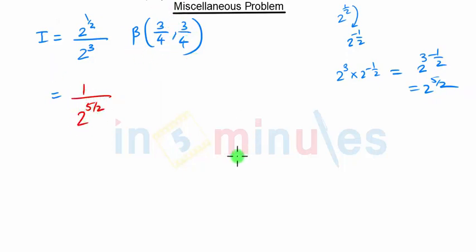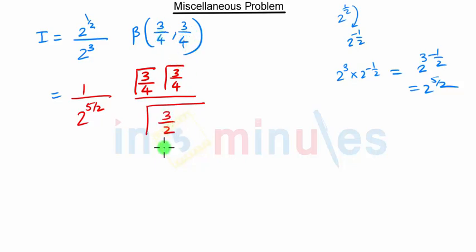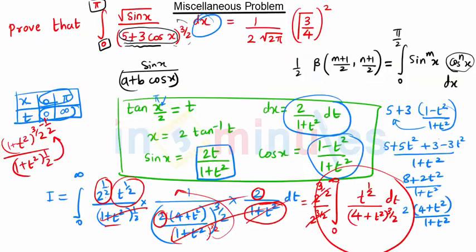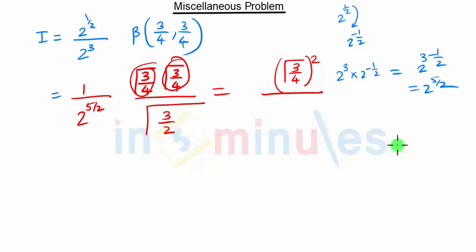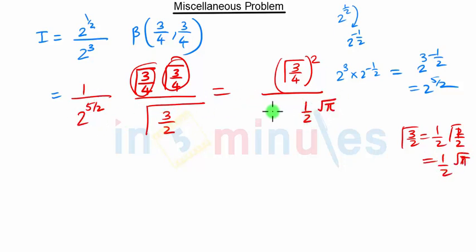And beta of 3 by 4 comma 3 by 4 will be nothing but gamma of 3 by 4 into gamma of 3 by 4, upon gamma of 3 by 4 plus 3 by 4, which is nothing but gamma of 3 by 2. So if you see here, these two terms will get combined and we will get gamma of 3 by 4 the whole square. And in the denominator we want 2 into root 2 pi, so we will apply gamma of 3 by 2. Gamma of 3 by 2 is nothing but half gamma of half, which is nothing but half root pi. So here we have half root pi, and this 2 raised to 5 by 2.